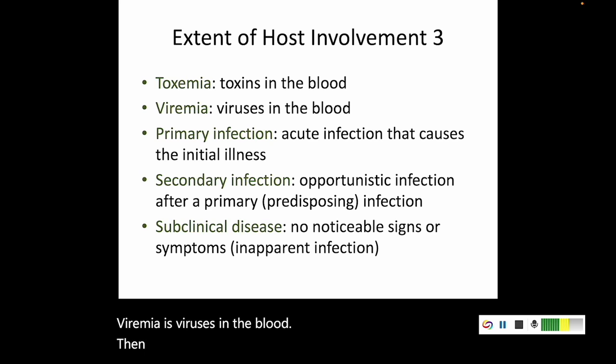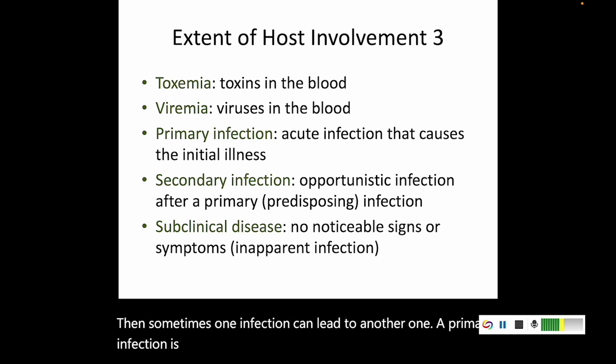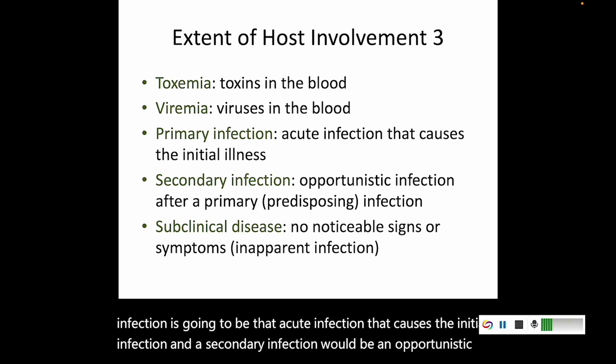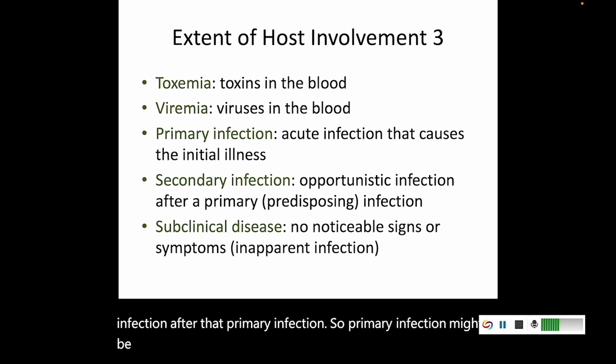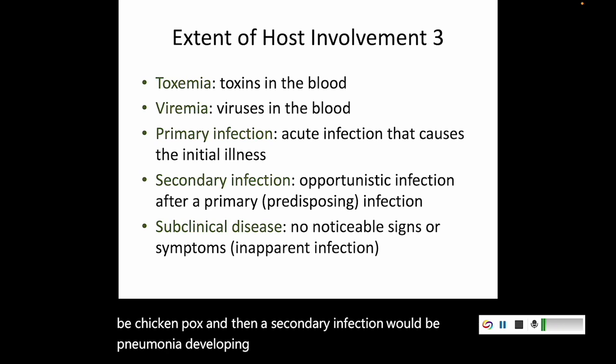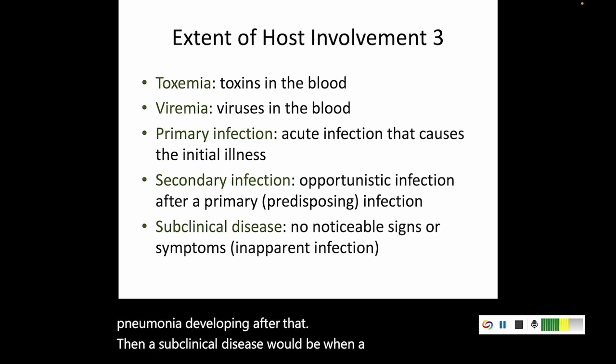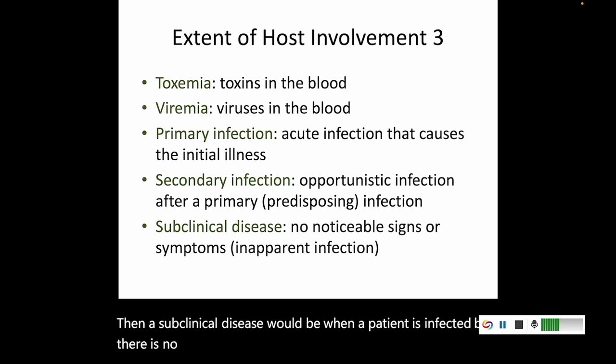Then, sometimes one infection can lead to another one. A primary infection is going to be that acute infection that causes the initial infection, and a secondary infection would be an opportunistic infection after that primary infection. So primary infection might be chickenpox, and then a secondary infection would be pneumonia developing after that. Then a subclinical disease would be when a patient is infected, but there's no signs of infection. There's no signs or symptoms.